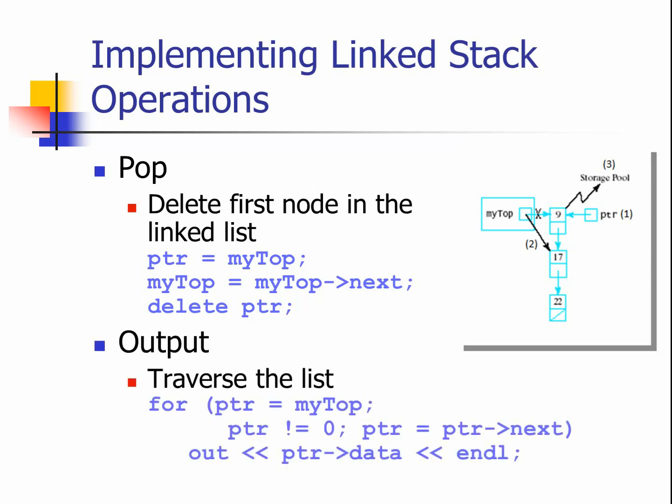To show everything that we have over here, all we need to do is write a loop, make ptr equal to myTop, starting from that location, and as long as ptr is not equal to null, we move to the next one, and we display ptr->data. That way we will be able to get everything that we have.